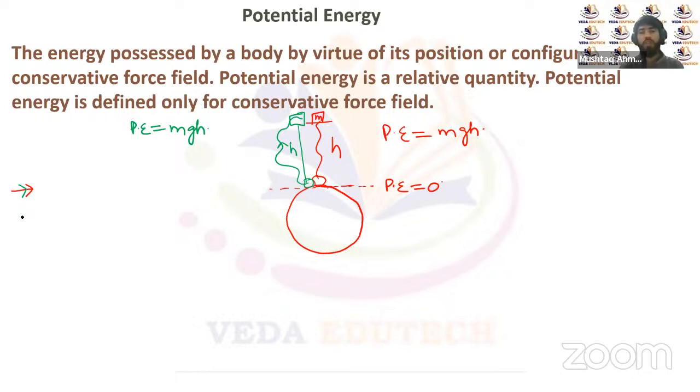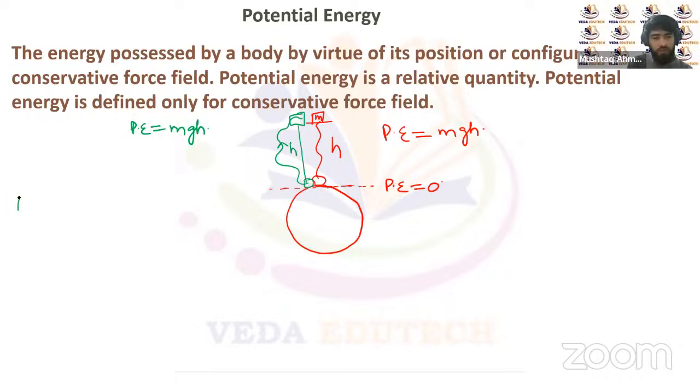So potential energy is a relative term, and that's clear from this example. Now, one more important point is that potential energy is defined for a conservative force or conservative field. So there must be an important relation between the conservative forces and the potential energy.